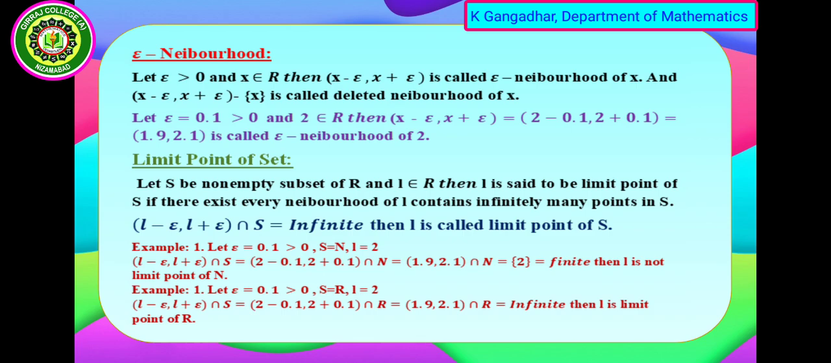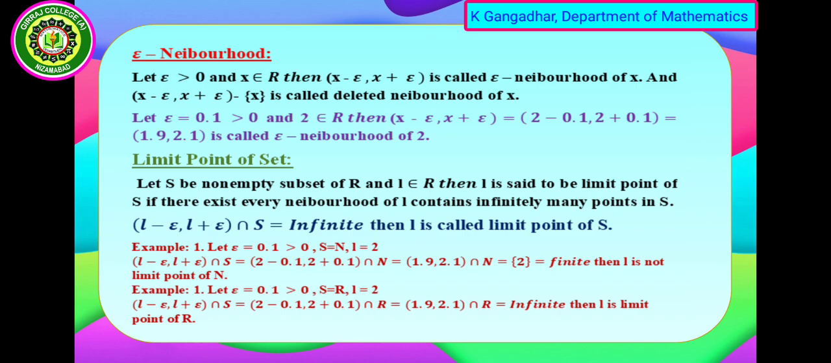Let S be a non-empty subset of real numbers and L belongs to R. Then L is said to be a limit point of S if every neighborhood of L contains infinitely many points of S. So every neighborhood of L contains infinitely many points in S, then we say that L is a limit point of the set.